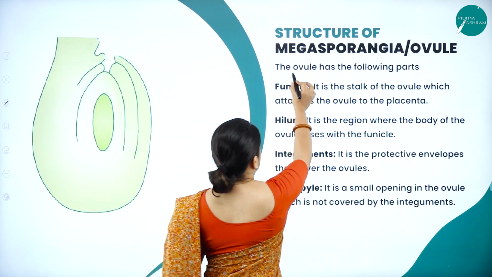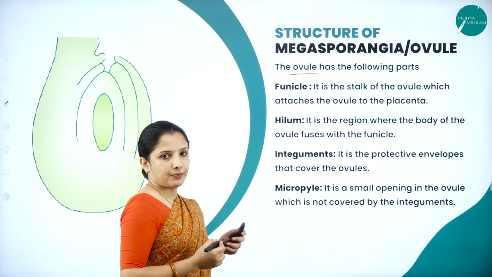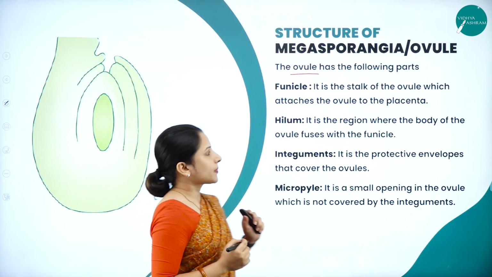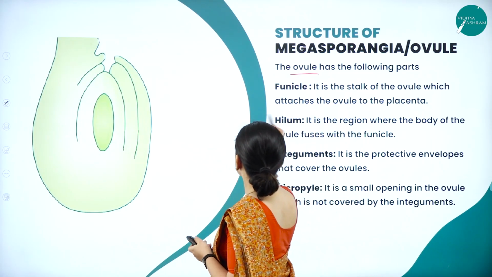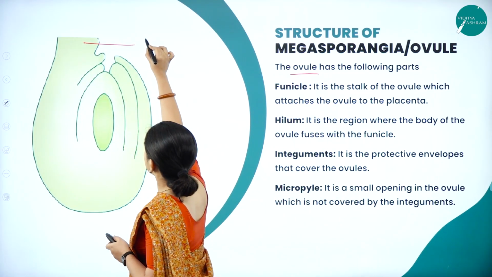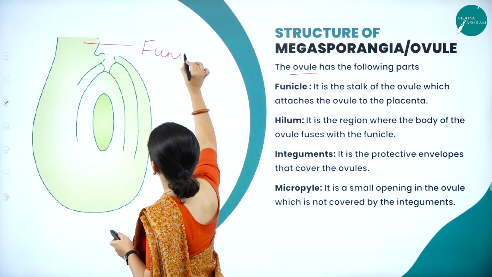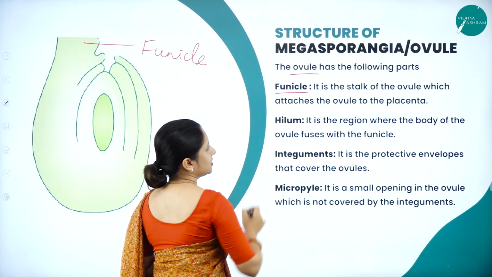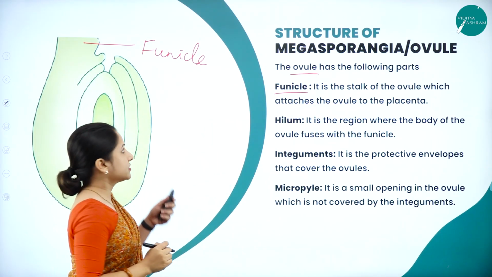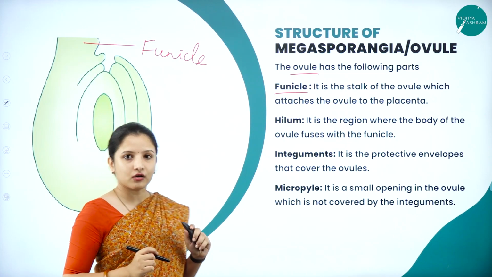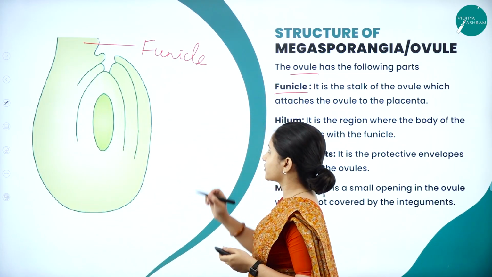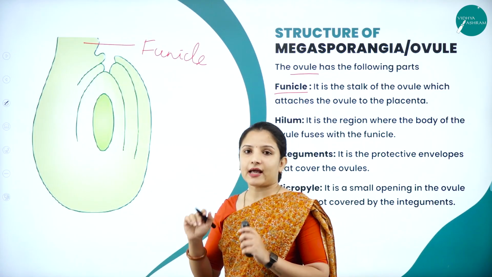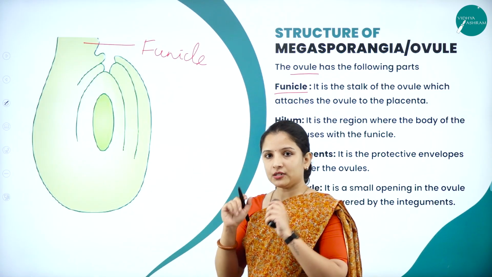So the ovule has the following parts. We'll study about each of the parts one by one. So the first part is the funicle. So this is the funicle. The funicle is a stalk-like structure. It looks like a stalk, and that is why it is a stalk-like structure. The funicle helps in attachment of the ovule to the placenta.